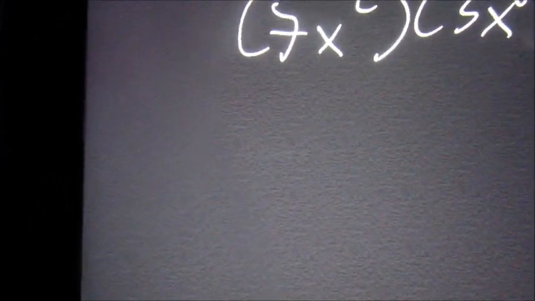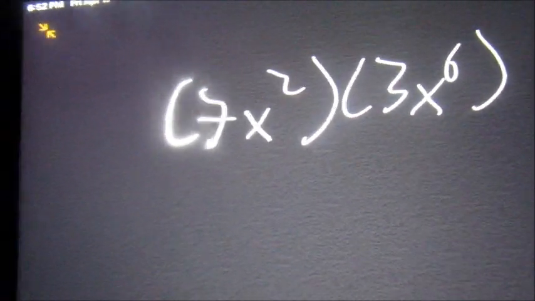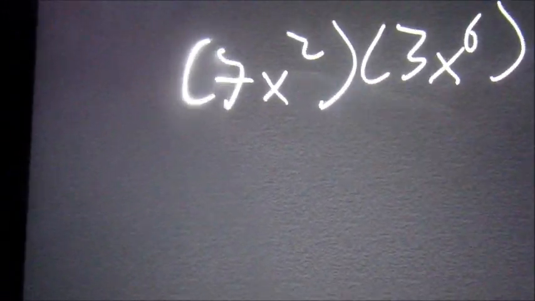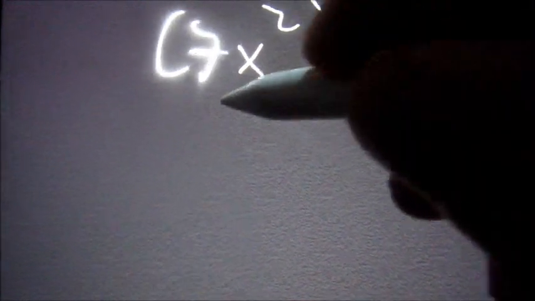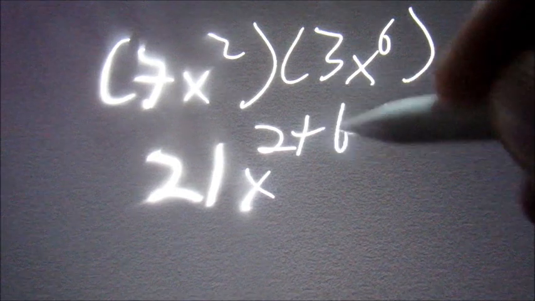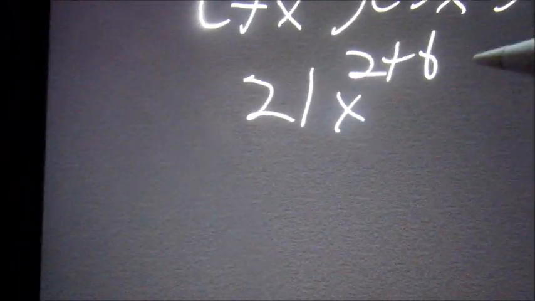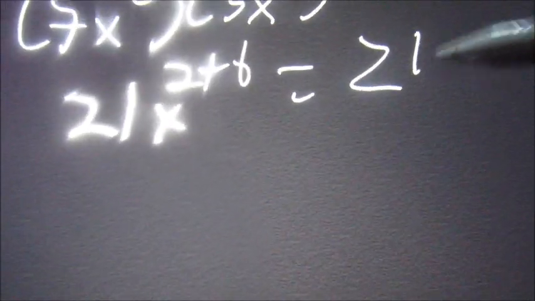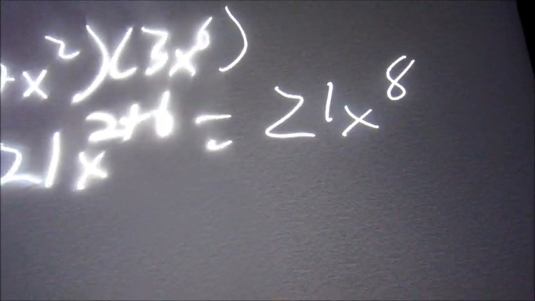Okay, then let's say that we're multiplying some numbers. 7x squared times 3x to the 6. This is what we were just doing with the product rule. We're going to say 7 times 3, which is 21. And we have x to the 2 plus 6. So that equals 21x to the 8. Alright, so the next rule is the power rule.